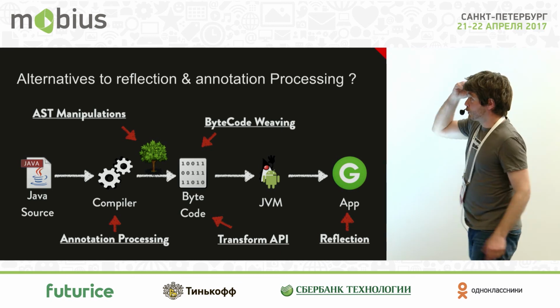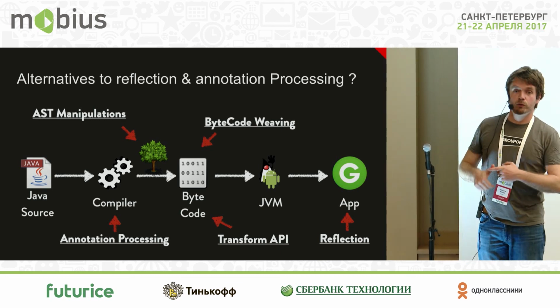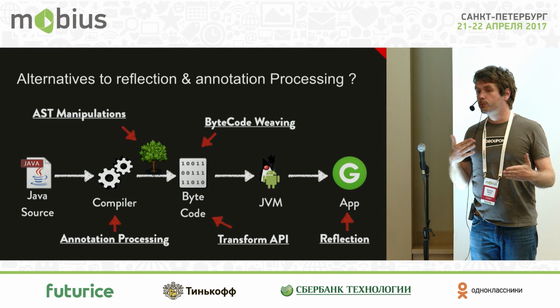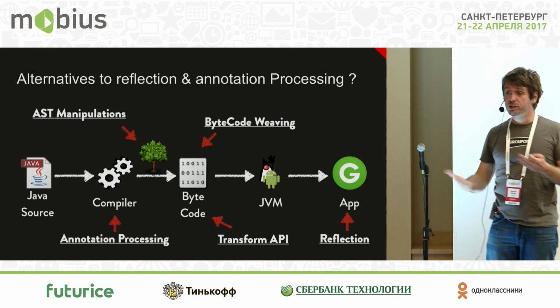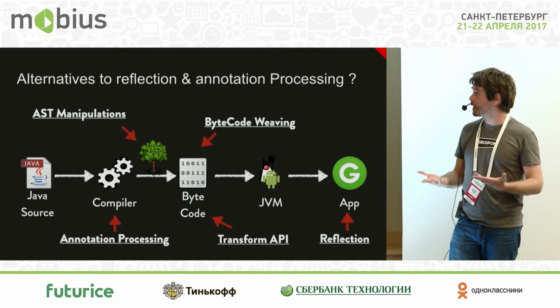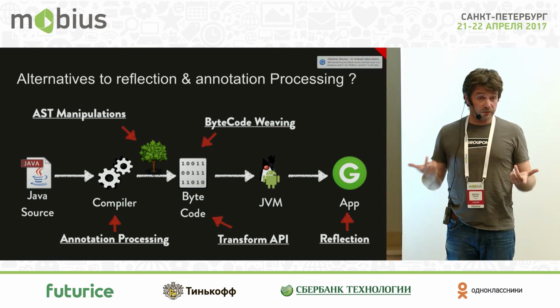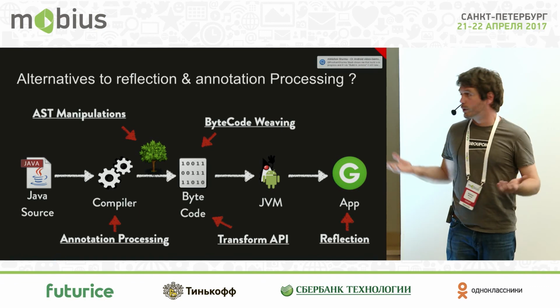Finally, there are a few alternatives. So we have been through reflection. We could see that it's slow. It's not really appropriate for Android. We could see also that there is annotation processing as an alternative, a solution to escape the reflection hell. But there are other techniques that could be used to realize dependency injection frameworks.